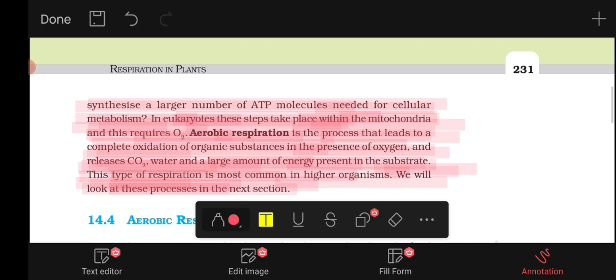Till then, whatever is taught in this part, just read it and solve as many questions as you can on this part. This is a very important part for the NEET.